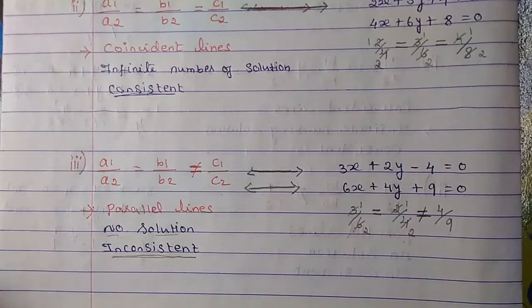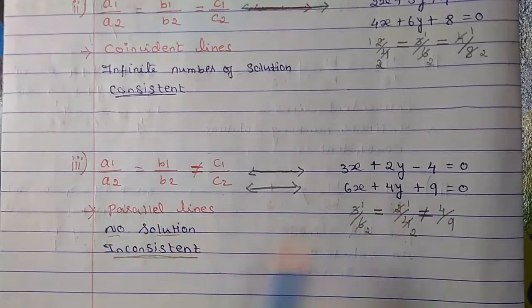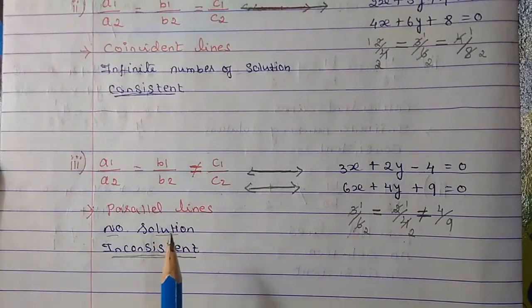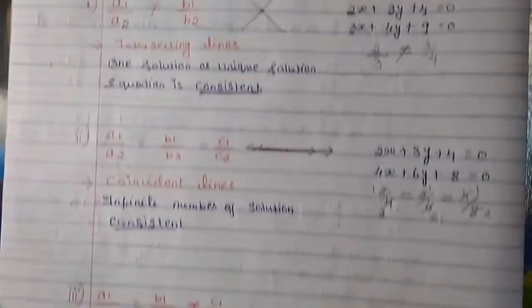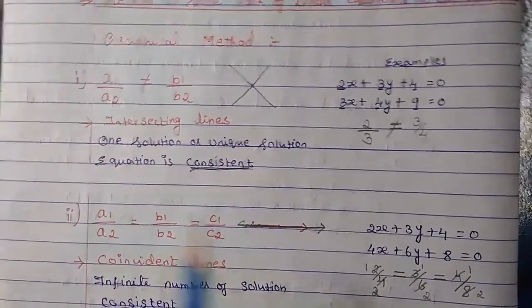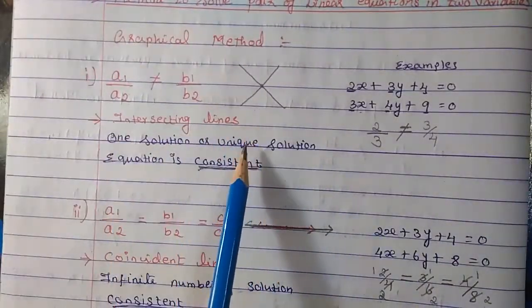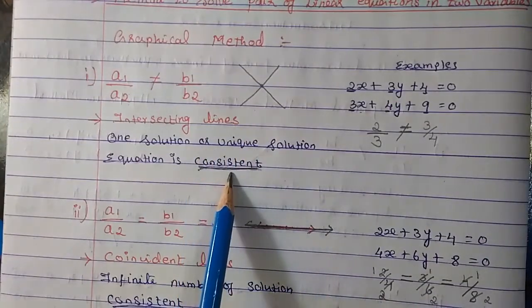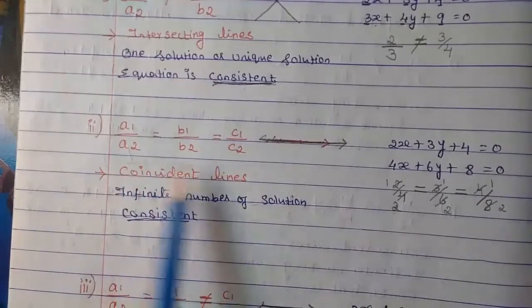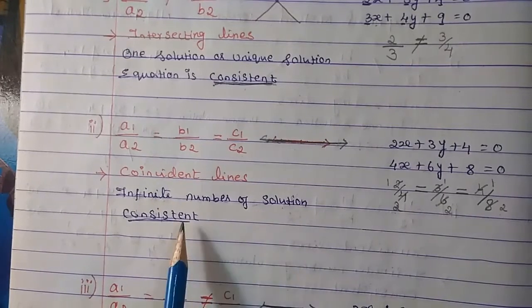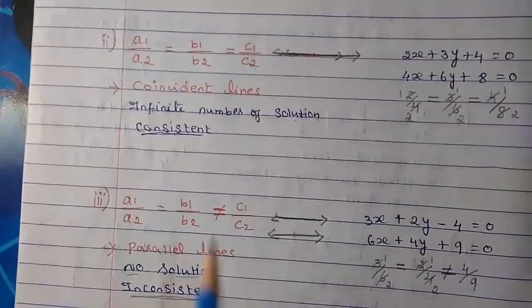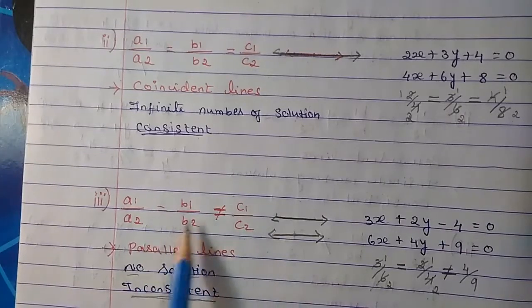So without plotting the graph, just by looking at the equations and doing this comparison, we will come to know what type of graph we will get and whether we can get a solution. If the first condition is there, we get intersecting lines where we have only one, a unique, solution, and it is consistent. In the condition where all are equal, we get the coincident line with an infinite number of solutions, and it is consistent. And if c1 upon c2 is not equal to the others, then we get parallel lines where we have no solution and the equations are inconsistent.